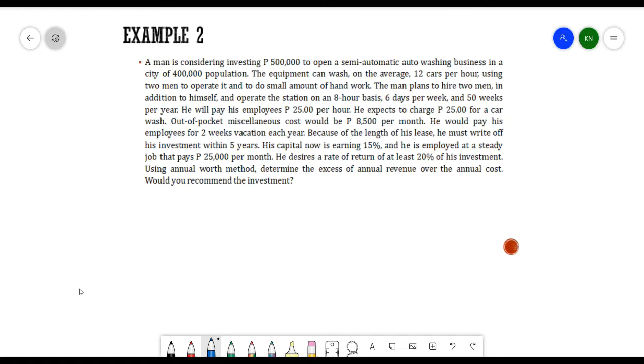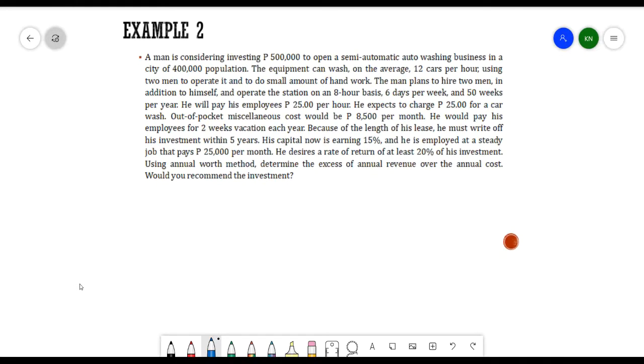So again, we'll solve this problem by identifying the given values that we have. We need to determine two types, the outflow and the inflow, so we'll just write that here in a table. For the inflow, it was said earlier that the capital is already earning 15%. That is inflow already, because that is the money for.